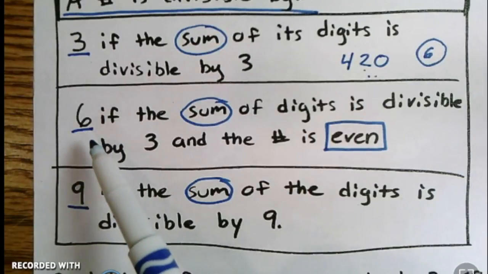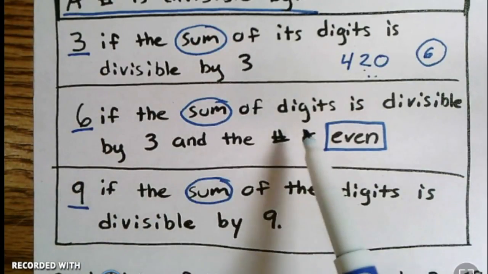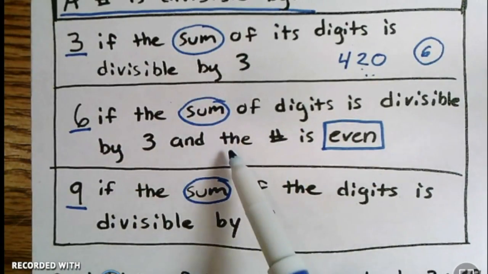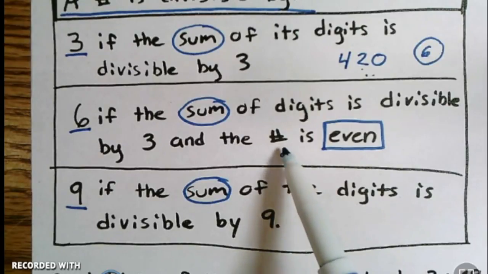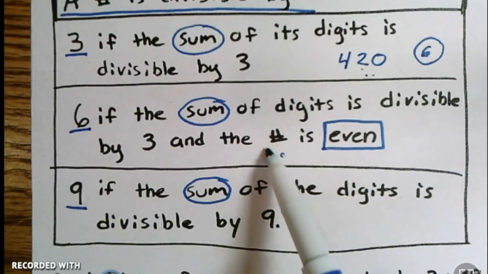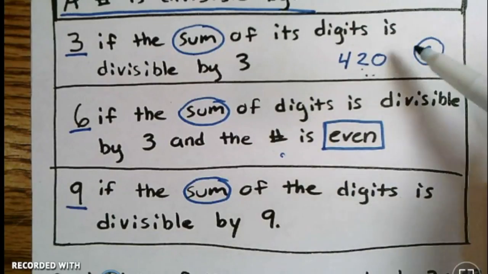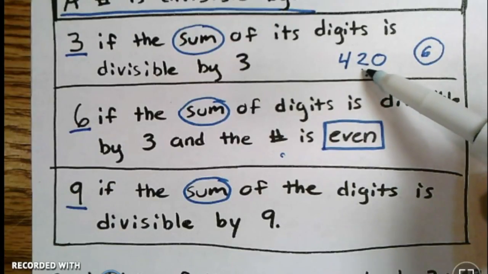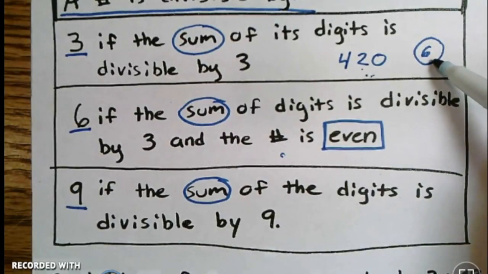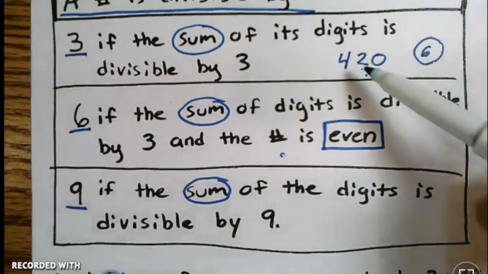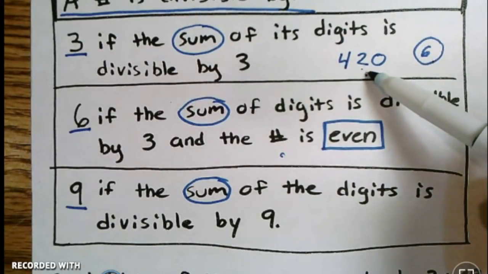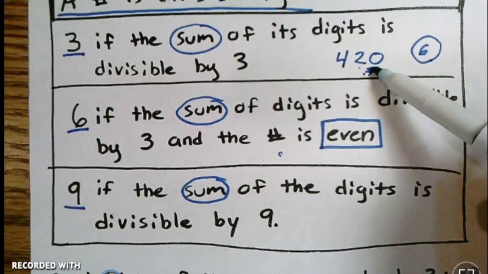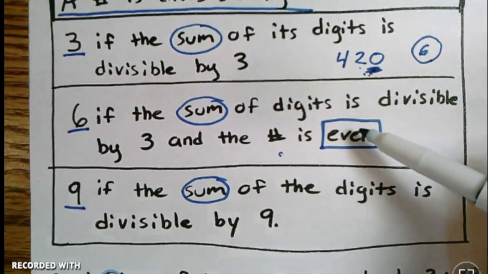We know that a number is divisible by 6 if the sum of the digits is divisible by 3, so that is the same as up here, and the number, and I'm not talking about the sum here, I'm talking about the original number, is even. So let's look back up at this example, 420. The sum of its digits was divisible by 3 because 6 was divisible by 3. And 420 is even because it ends in a 0. So this number is not only divisible by 3, but it's also divisible by 6.